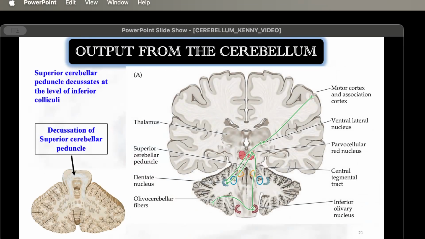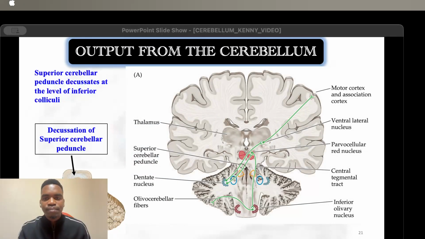So now let's discuss the output. What are the output pathways from the cerebellum?